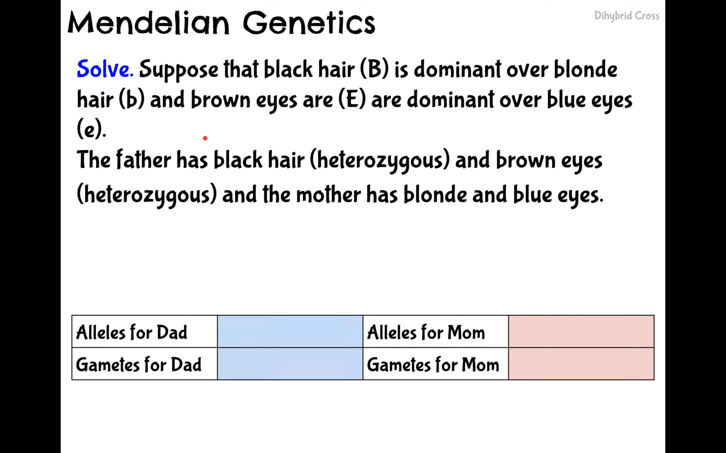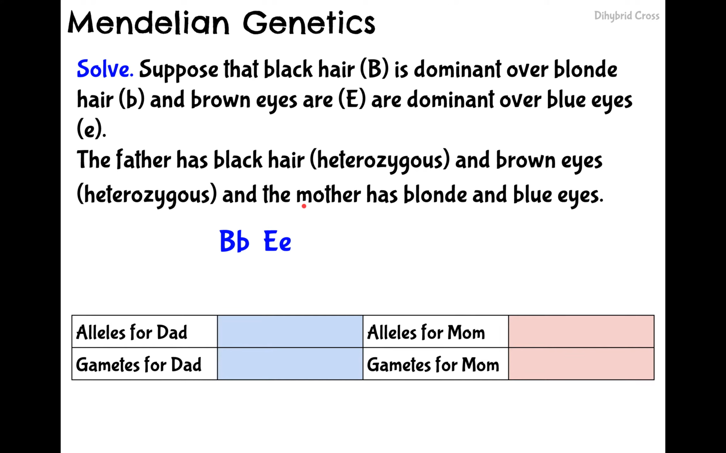It says, suppose that black hair, capital B, is dominant over blonde, lowercase b, and brown eyes, capital E, are dominant over blue eyes, lowercase e. So now here we set up who our father and our mother are. It says the father has black hair, and he's heterozygous for the trait, so it actually specifies what we are, and brown eyes. So he's black hair, but he's heterozygous, so that would mean he's a capital B and a lowercase b, and then he's brown eyes, and it says he's heterozygous for that as well, so he would be capital E, lowercase e.